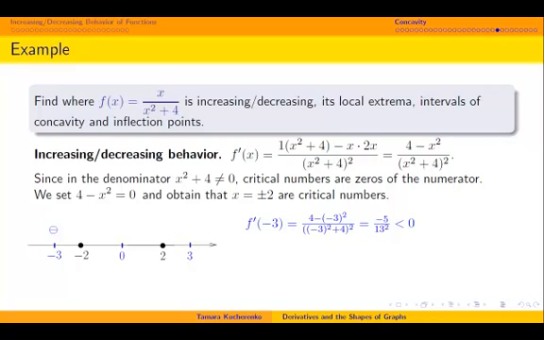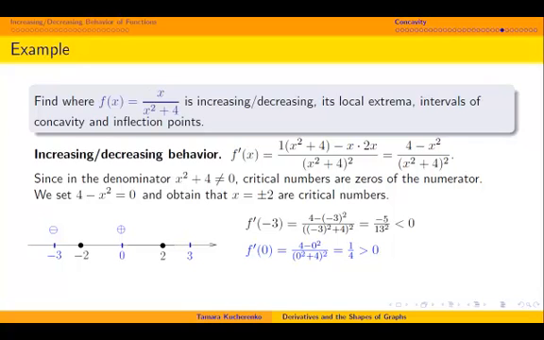The next test point is 0. We compute f prime at 0 equals 4 minus 0 squared divided by 0 squared plus 4 squared equals 1/4. Since this value is positive, the derivative is positive on the entire interval from -2 to 2. To indicate this, we put a plus above the interval.